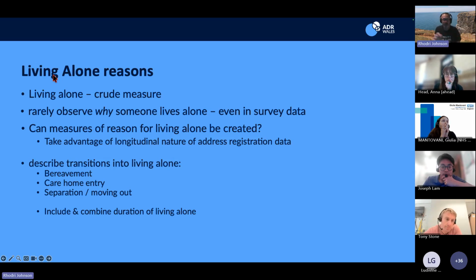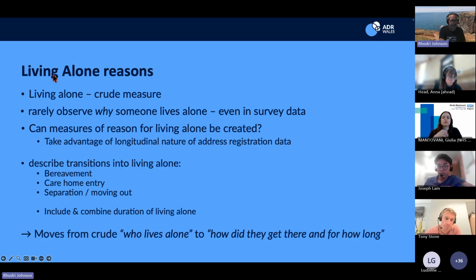We know they're living alone at a certain point in time. Their partner or co-residents, what's happened to them? Have they passed away? Have they gone to a care home? Have they just separated in terms of different houses now? We don't have the detail to say it's a divorce or a split up, but we know they've moved house, and we know whether the target individual who's living alone has moved out or whether other people have left them. So there's some nuance in there as well. And also including and combining the duration of living alone with some of these variables. So I guess we move from a crude who lives alone to how do they get there and for how long have they lived alone.